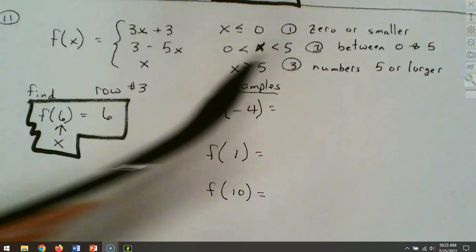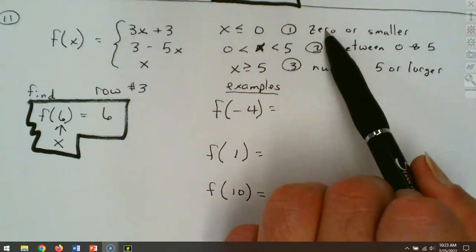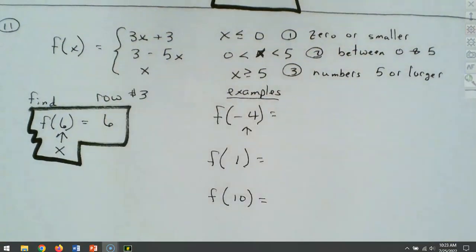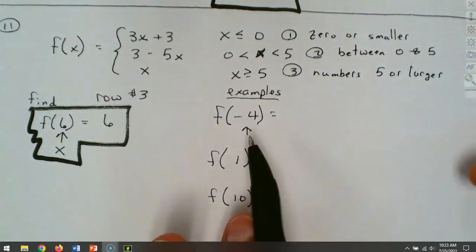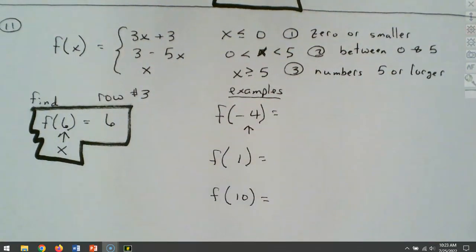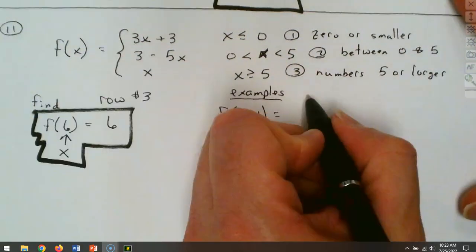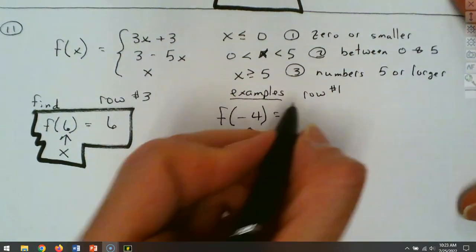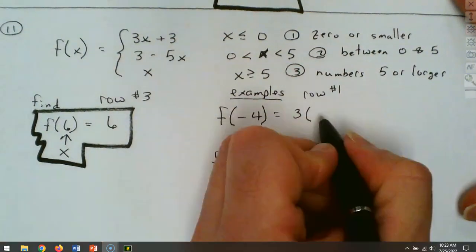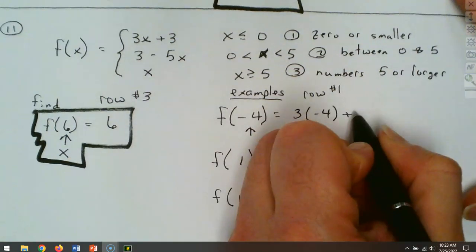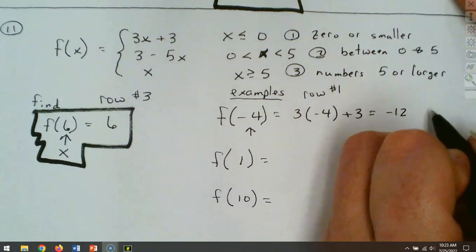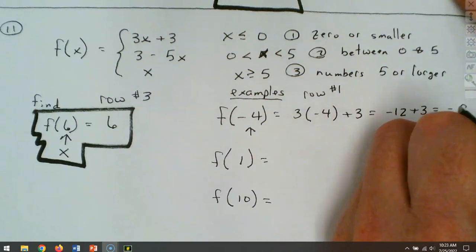Now, the first row is going to be for numbers that are what? 0 or smaller, right? This is our x value here. Is negative 4 smaller than 0? Yes. So if I said find f of negative 4, you would simply plug it in to the first row. And if I plug it into the first row, then we get 3 times a negative 4 plus 3. And that's going to be minus 12 plus 3, which is then minus 9.